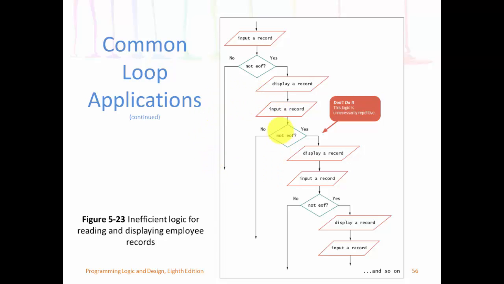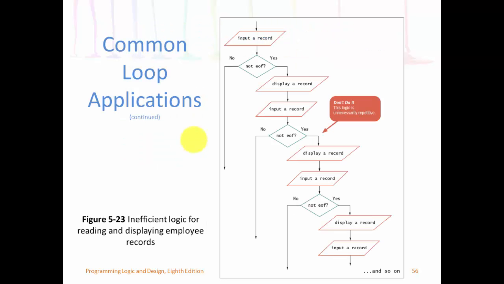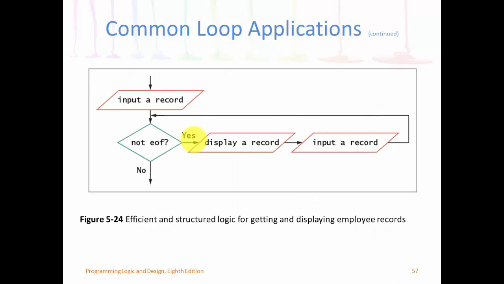So to eliminate this repetitiousness, it's much easier to just put it in a loop. You'll say not end of file, display the record, input record. So you will not only do 10 records, but if you add on an extra 5 records, or an extra 10 million records, it will not matter, because you will not have to keep doing a selection structure for not end of the file. You can just simply have it in a loop.